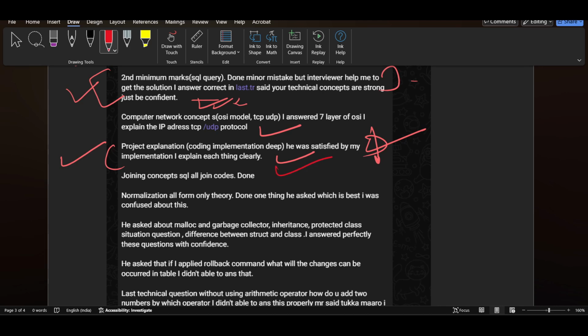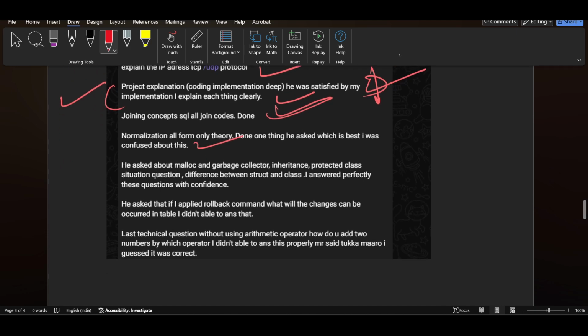Joining concept in SQL, all join codes done. Normalization, all forms, only theory done. One thing he asked: which is the best? I was confused about this, like which normalization is the best. He asked about malloc and garbage collector, inheritance, protected class, situation question, difference between struct and class. I answered these questions perfectly with confidence.